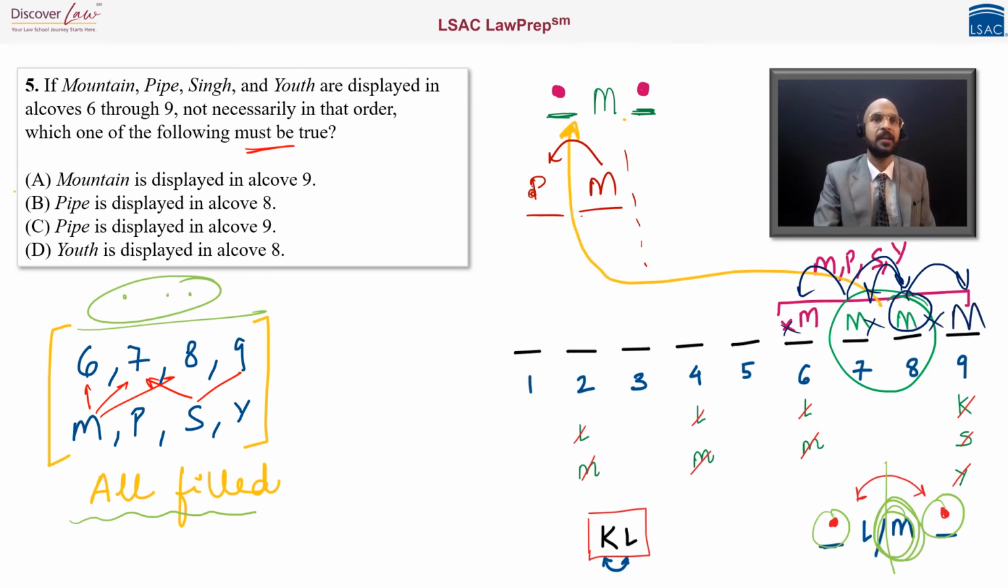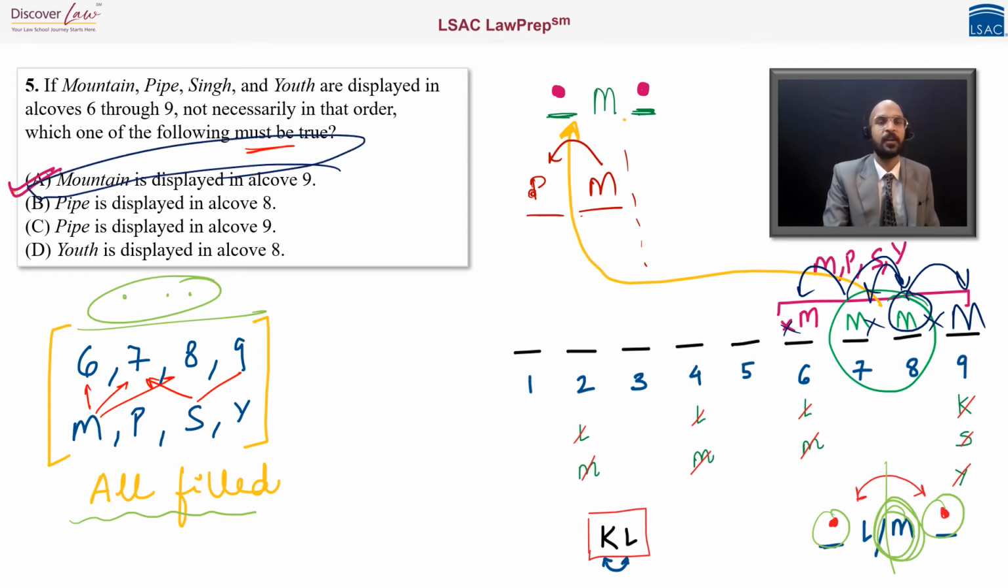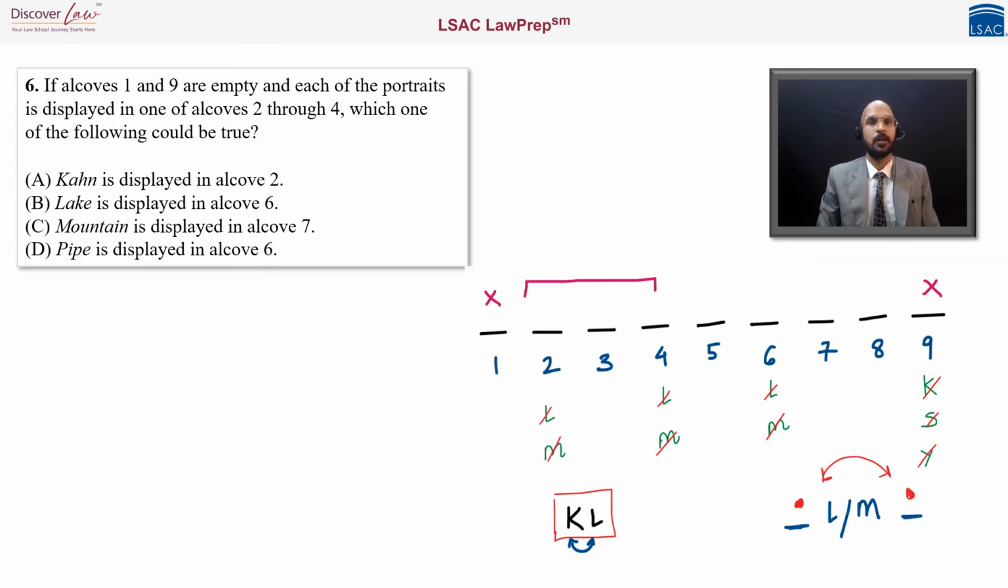Look at option A. It reads that M has to be in alcove 9. Our answer is A. Again, question number 6, an interesting question. Pause the video, try solving it by your own self first.